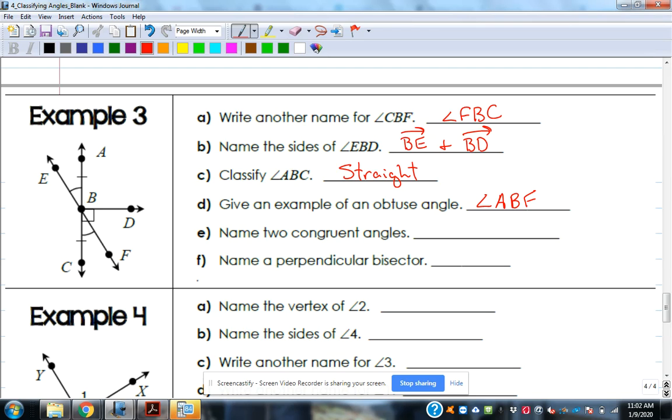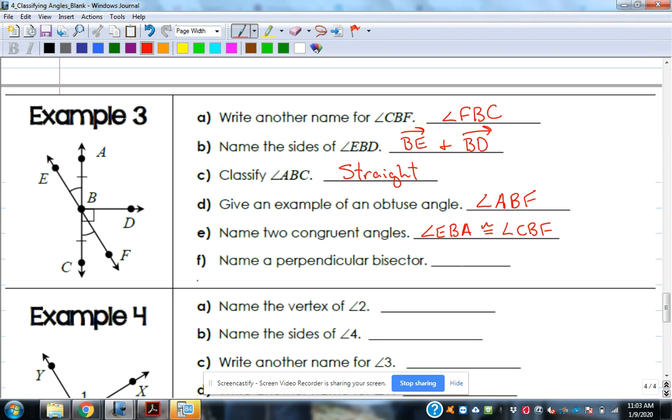Okay, part E. Name 2 congruent angles. EBA and CBF. Yeah. Angle EBA is congruent to angle CBF. Those are the only two that have the congruence marks on them.